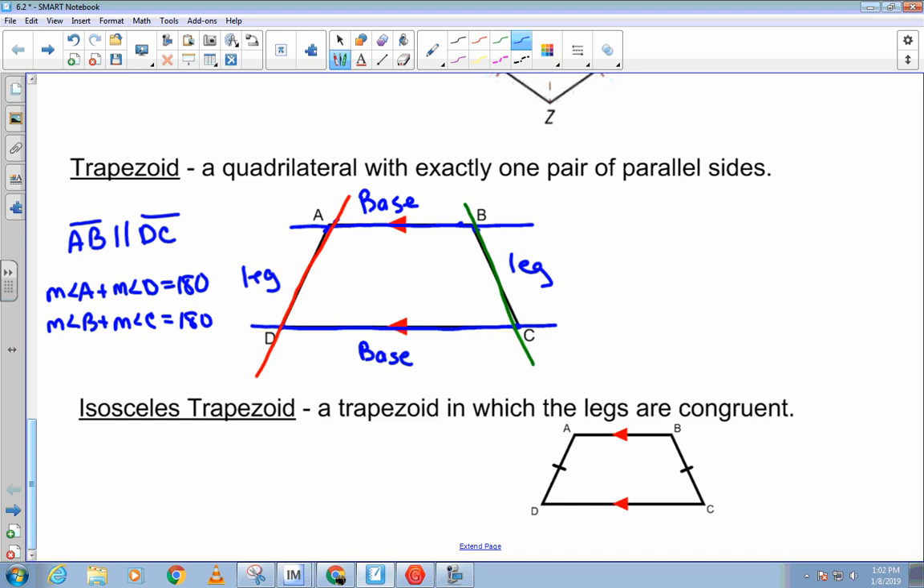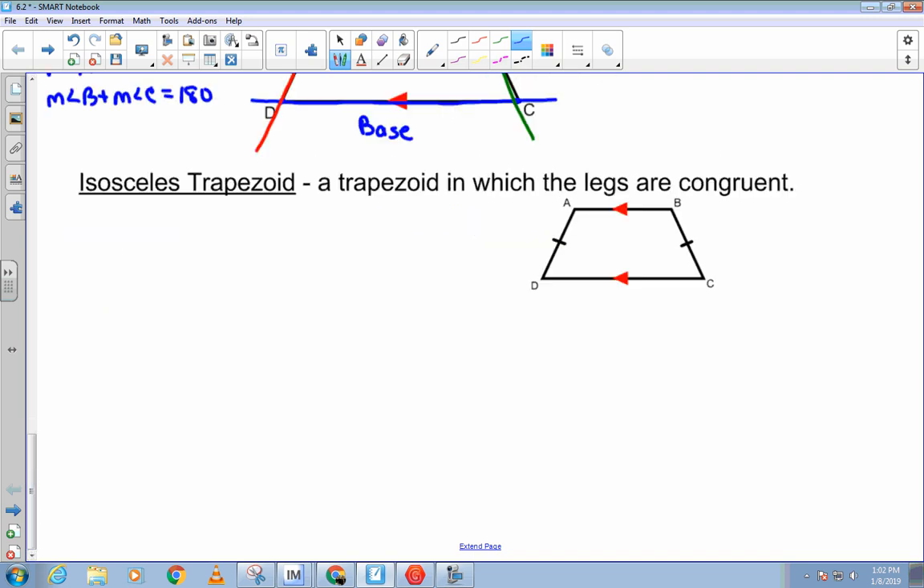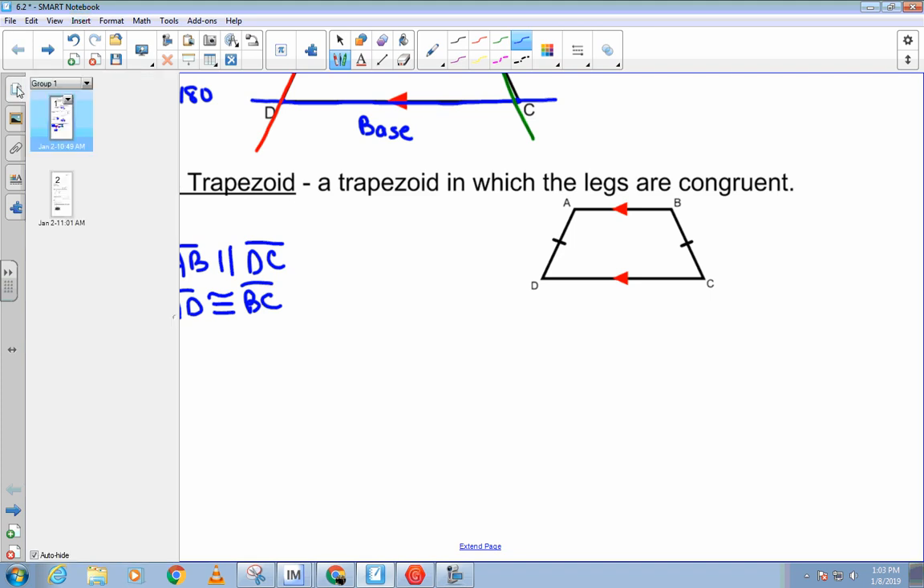Okay. Now, we have a special type of trapezoid called the isosceles trapezoid. And in the isosceles trapezoid, the legs are congruent. Okay? So we still have AB parallel to DC, but now our legs, AB, is congruent to BC. So the bases are parallel and the legs are congruent. Now your isosceles trapezoid has some special characteristics.